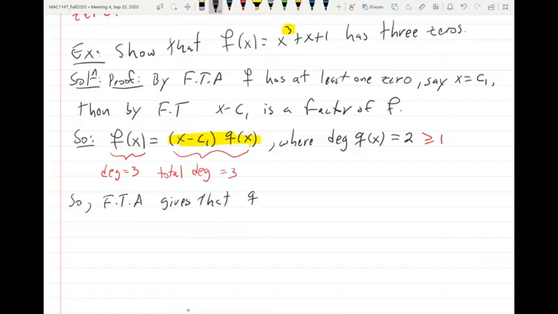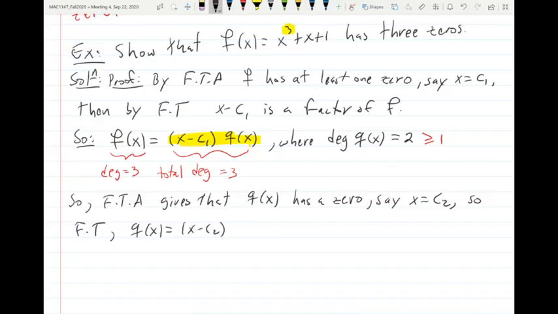that Q of x also has a 0, okay? It could be the same as the original one that we found for f, or maybe it's a different one, so I'm just going to call it c2. So by the factor theorem, we can factor Q of x as x minus c2 times, let's call it h of x, where the degree of h is 1, because remember, Q had degree 2, okay?